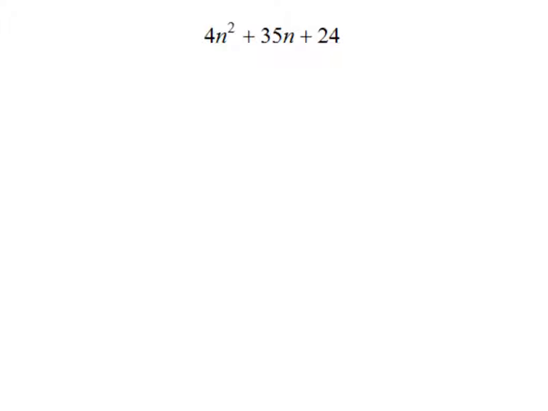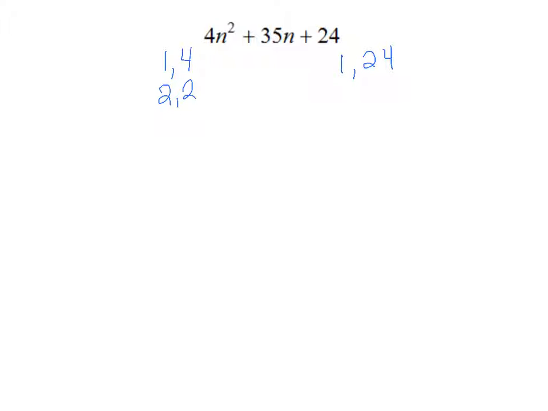Let's try this one. This is a little bit different because my first term, my 4, has options. It could be a 1 and 4, or it could be a 2 and 2. Factors of 24. Now this is positive, so they're either both going to be positive or they're both going to be negative in order to end up at this positive 24.